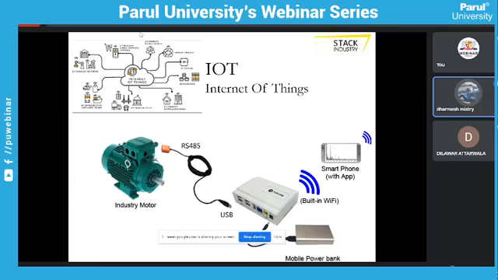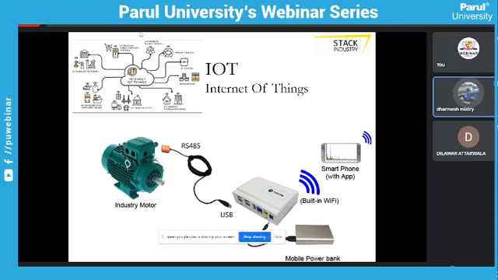So Internet of Things means each and every piece of data is communicated to an internet server or database, and it can be controlled or monitored from a different location. A simple example of this is the connected cars we are using today.